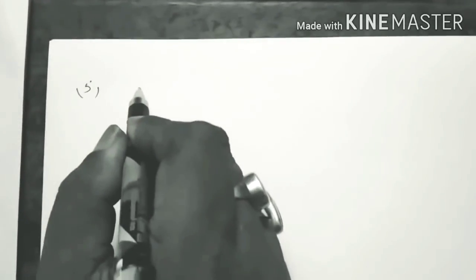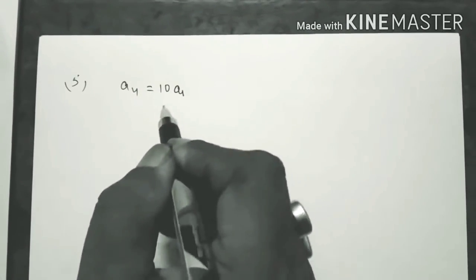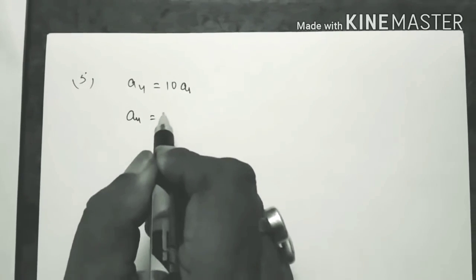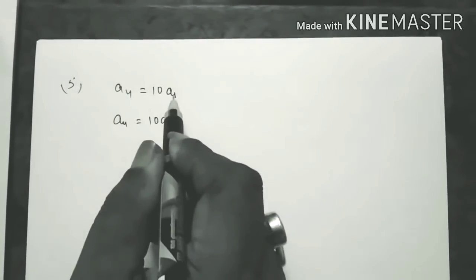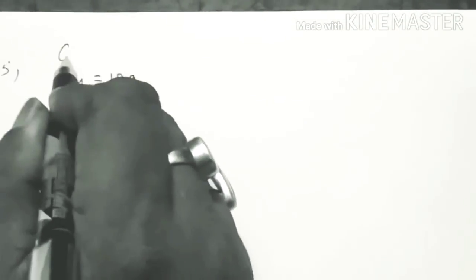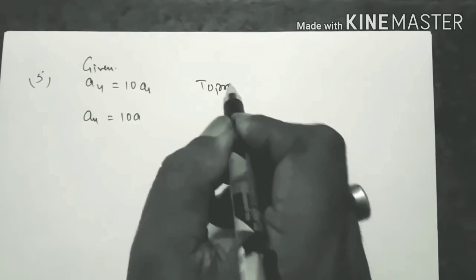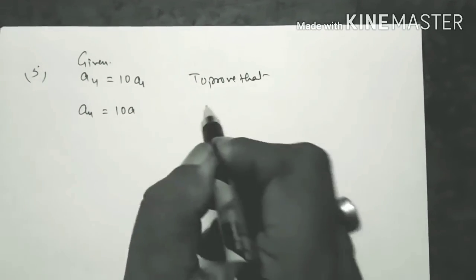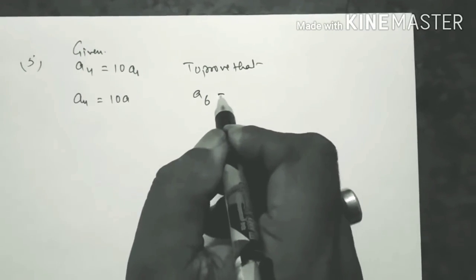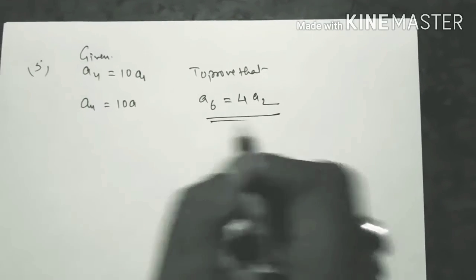It is given to you that the fourth term A4 is equal to 10 times the first term A1. The first term A1 is A, that means A4 is equal to 10A. This is given to you, and you have to prove that the sixth term A6 is equal to 4 times the second term A2.